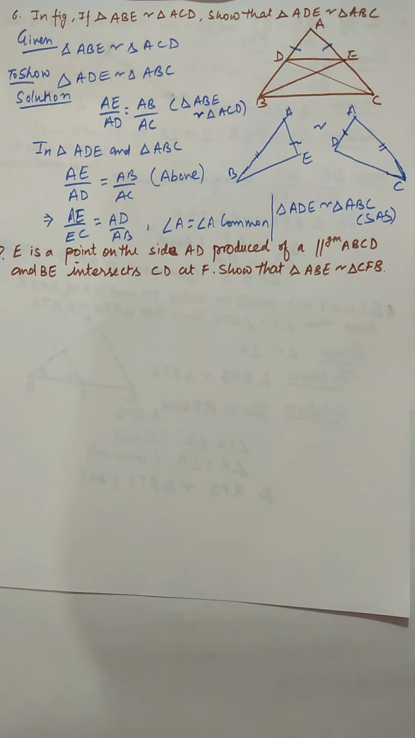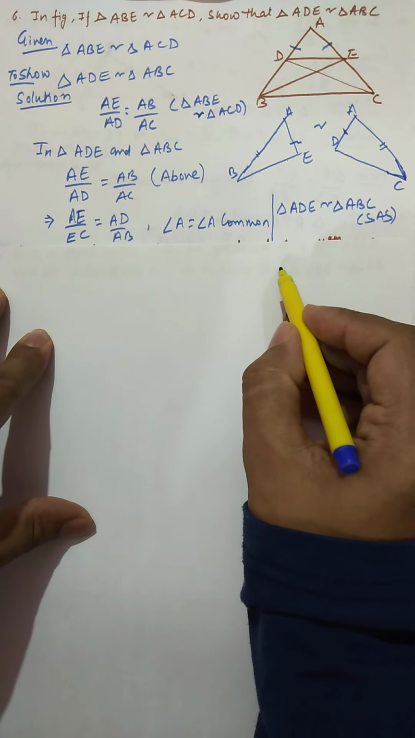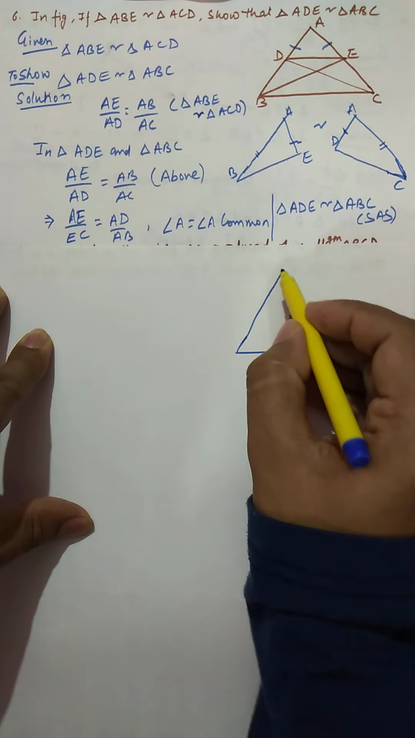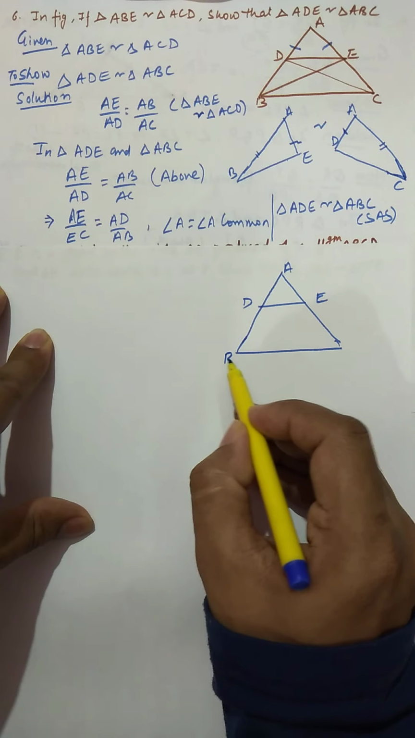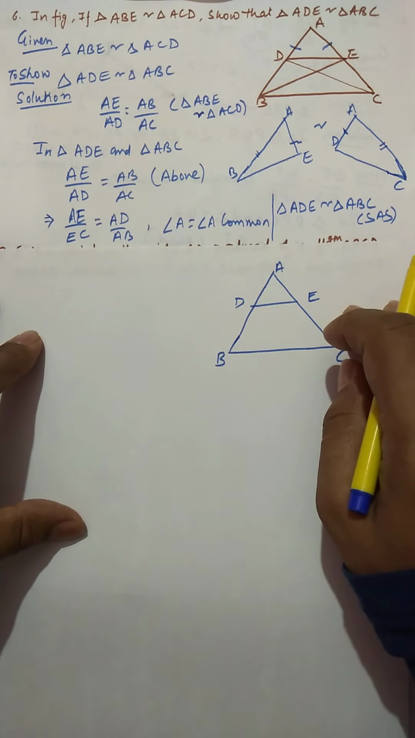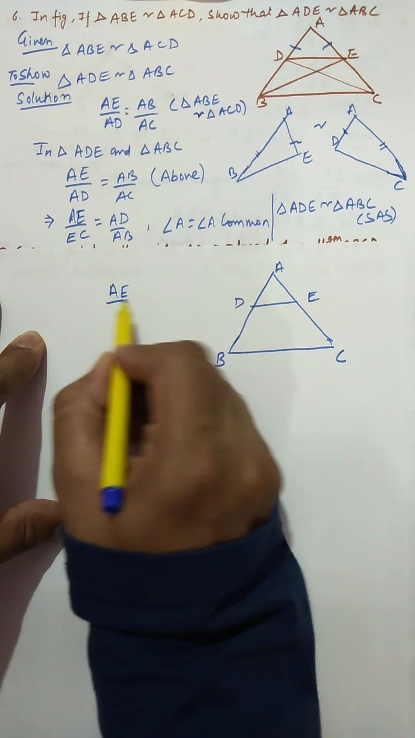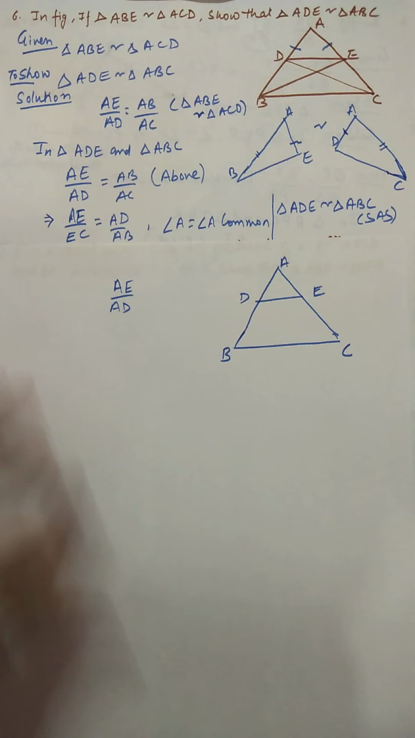This is very easy, and everyone can see the proof. See, this is your triangle A, this is D, this is E, this is B, this is C. Now this is given first, this is given that AE upon AD, this ratio. So this ratio you can assume any number, whatever number you like to assume, you can assume.